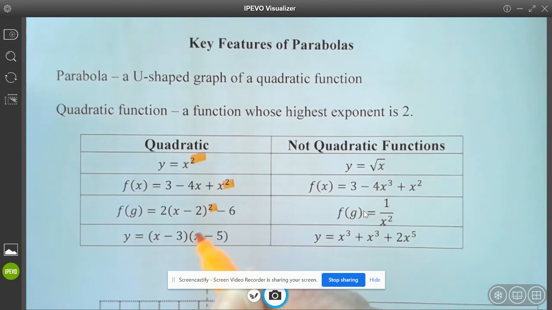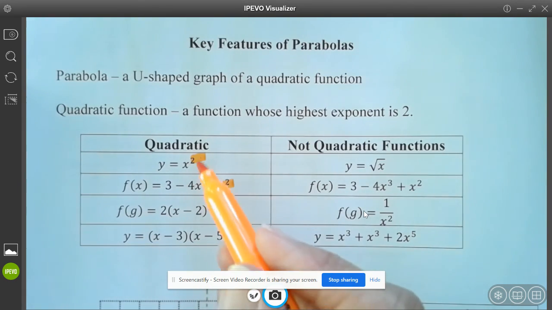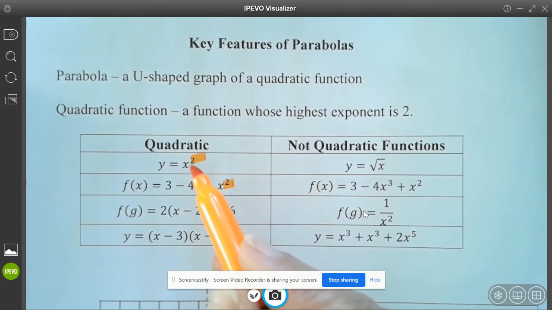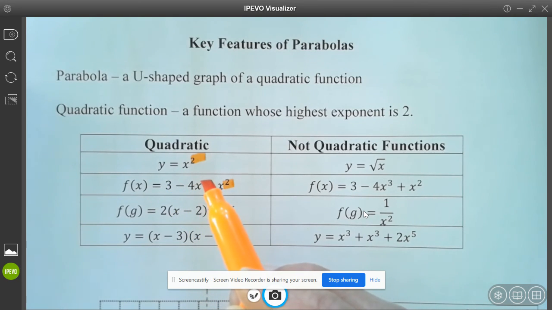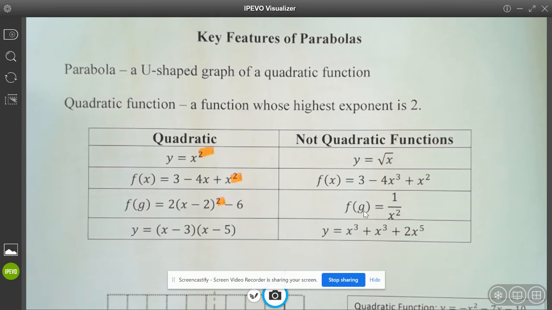We'll deal with this last one in a minute. But notice all these three have the highest exponent of 2 out of all the terms. The 3 here doesn't even have a variable. This doesn't have an exponent, it's really a 1. And this has a 2. And here this has a 2, and that's just a constant number 6. Now let's look over here.